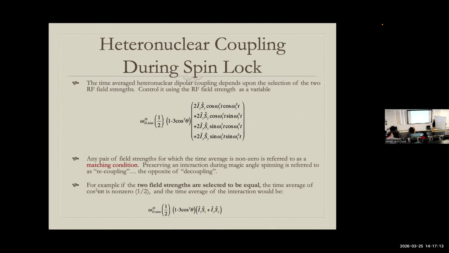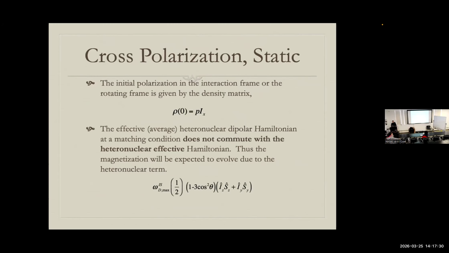Okay. So any pair here that I can choose, and again, what's under my control is omega 1I and omega 1S. Any pair that I pick where the time average is non-zero, we refer to as recoupling. And this is really interesting when you do it during MAS.